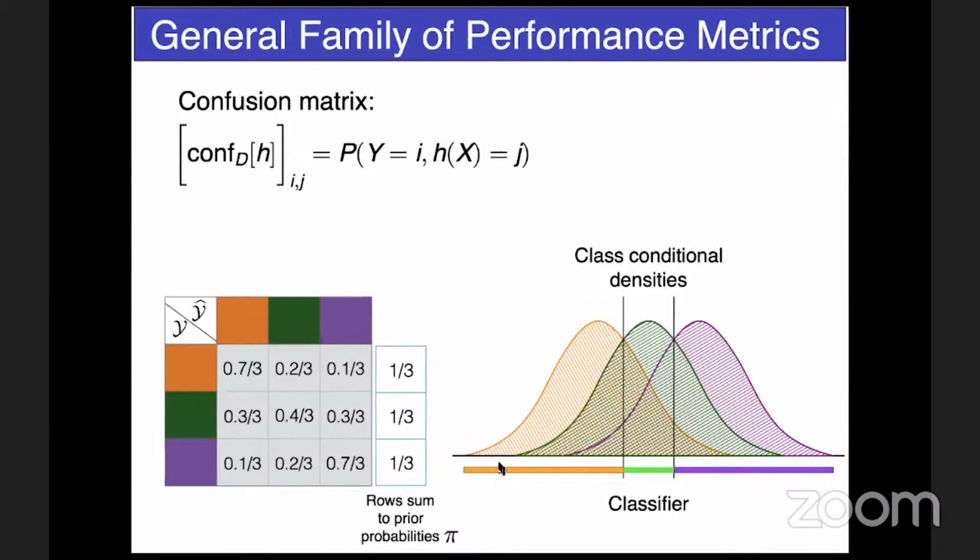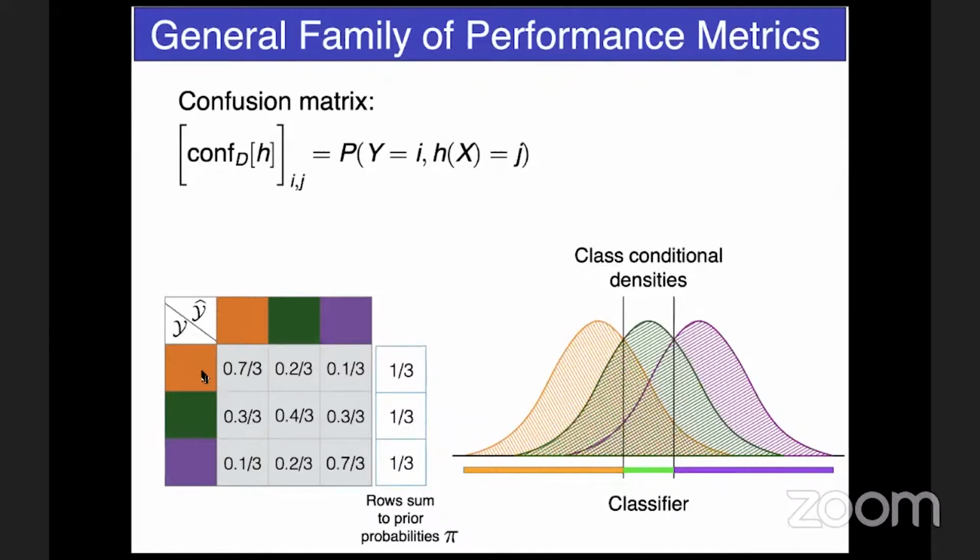And let's imagine this particular classifier. This particular classifier highlighted here essentially says everything that is less than a given quantity is orange, everything that is greater than a given quantity is purple, and everything between that is green. This is a reasonable classifier to have, and you can compute the confusion matrix of this classifier this way. So what does the confusion matrix say? It's once again a matrix here.